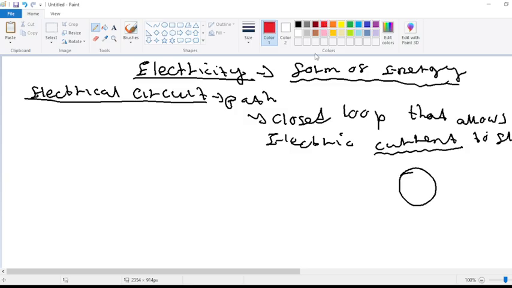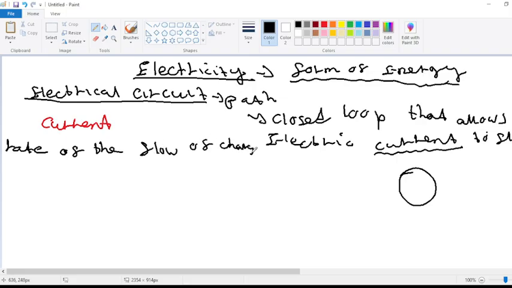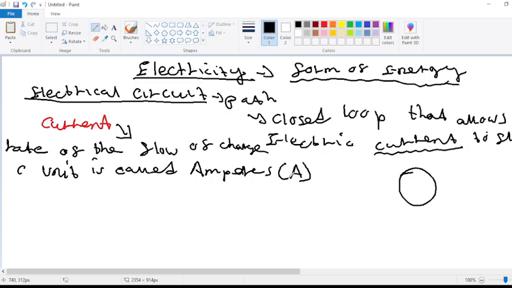What is this current that is being talked about? Current is nothing but the rate of the flow of charge. So this is the definition for current. Since we know the definition, current is measured in amperes. The unit of current is called the ampere, denoted by A. So we have the definition and the unit.